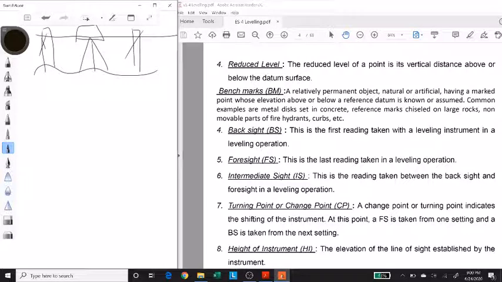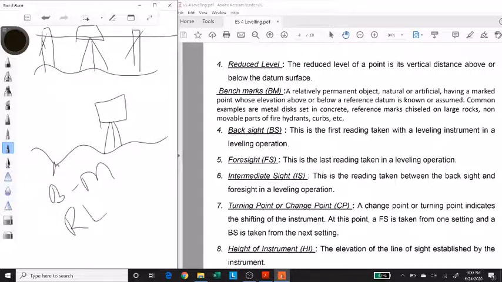The other way to perform leveling is that you set up your instrument and you usually take your first reading at the benchmark. And remember, benchmark is the one whose reduced level is known. So let's say I have a benchmark whose reduced level is 100 meters. That means it is 100 meters above the datum.